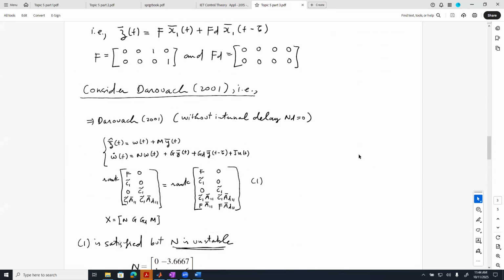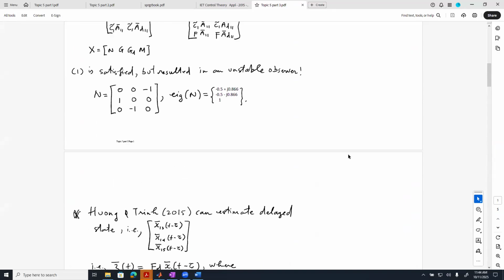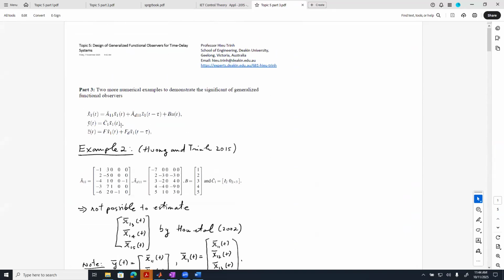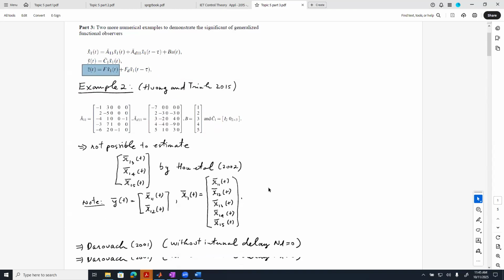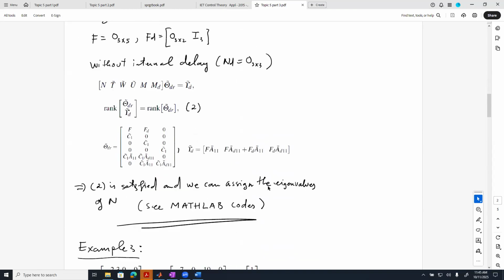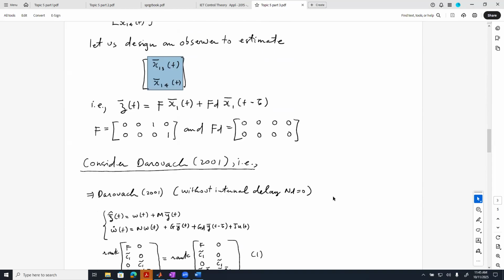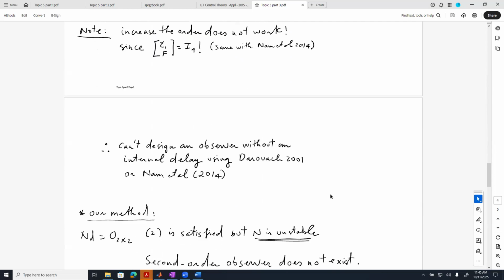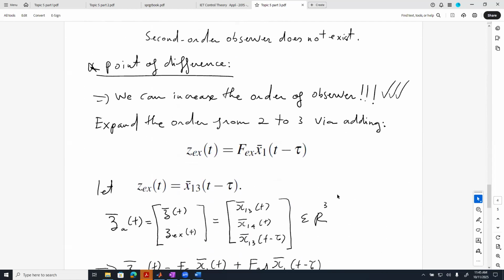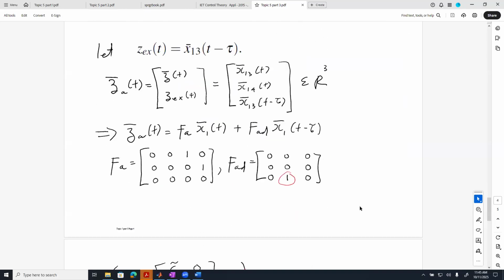Whereas without this extra delay term in the generalized functional, we stop at a second order observer without internal delay. So we couldn't have any other option to realize the estimation of these unmeasurable stack variables using an observer without internal delay. Whereas now it is possible. Okay, so that's the thing that we'd like to stress to the reader.